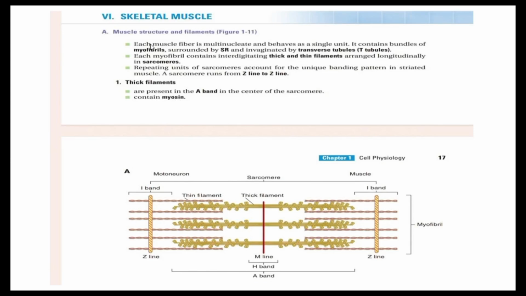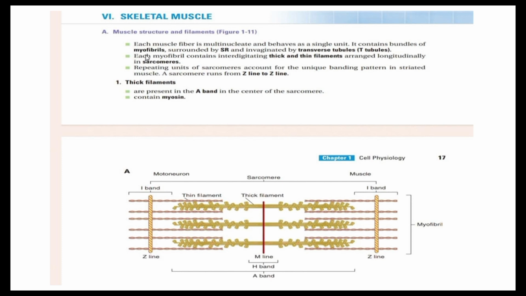Okay, so each muscle fiber is multinucleate, that is, it has many nuclei and behaves as a single unit. It contains bundles of myofibrils surrounded by the SR, smooth endoplasmic reticulum, and invaginated by the transverse tubules or T tubules.